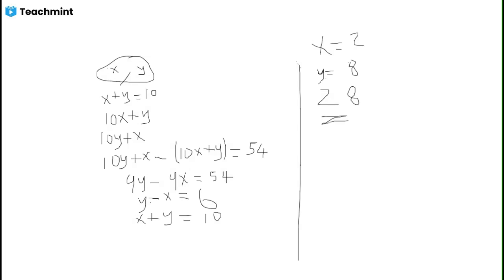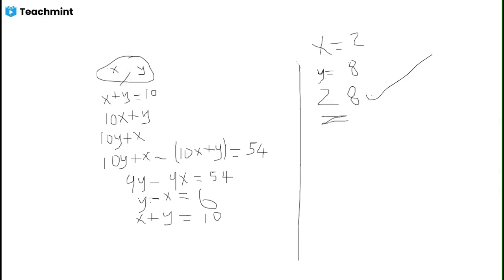And it is true because when you take 2 plus 8, you get 10. When you reverse the number, you get 82. When you take 82 minus 28, you get 54. So this is our answer. Have you understood?